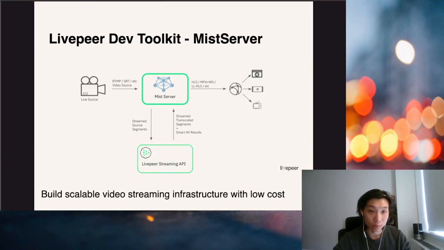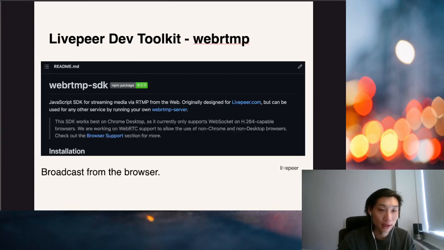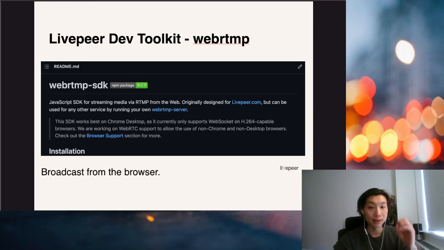Another piece of technology we recently open sourced is called MistServer. This is a really powerful video streaming media server that allows you to build a video infrastructure. It has a deep integration with the Livepeer network, so you can deploy an instance of MistServer and be able to run a large amount of traffic through that MistServer, utilizing the Livepeer network for scaling out that computation. And finally, we have an in-browser broadcasting tool called webrtmp. This allows you to create an application that allows anybody to broadcast a live stream from within a browser instead of needing people to download broadcasting software like OBS.